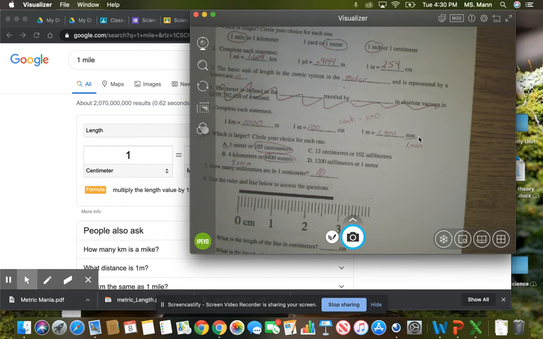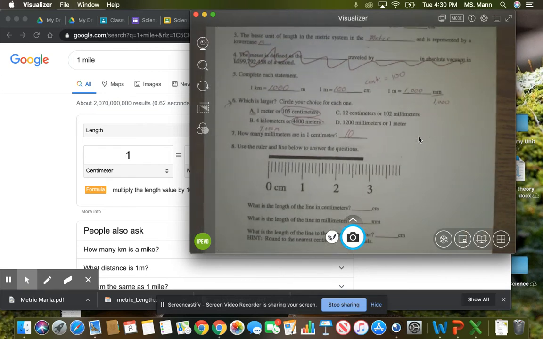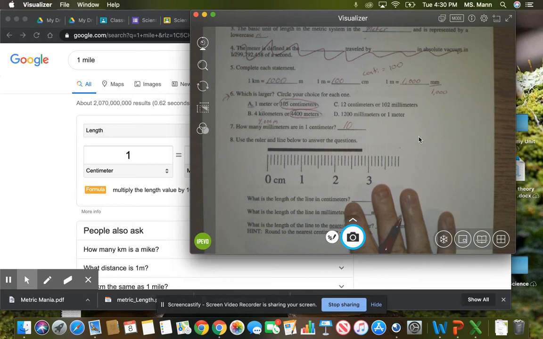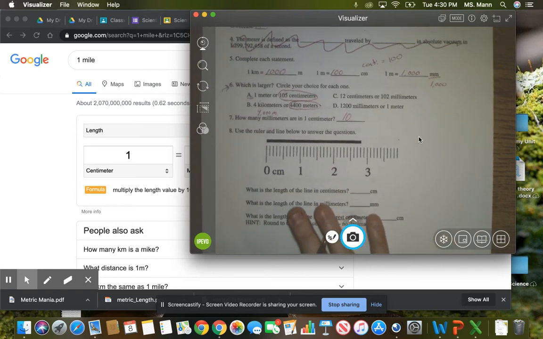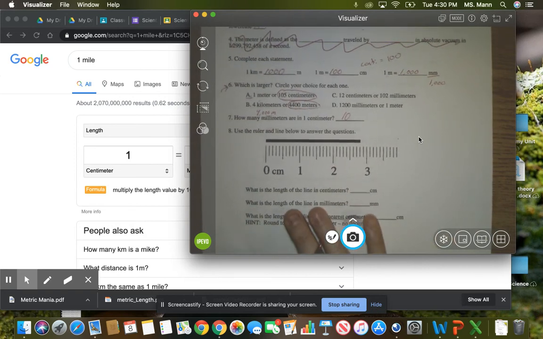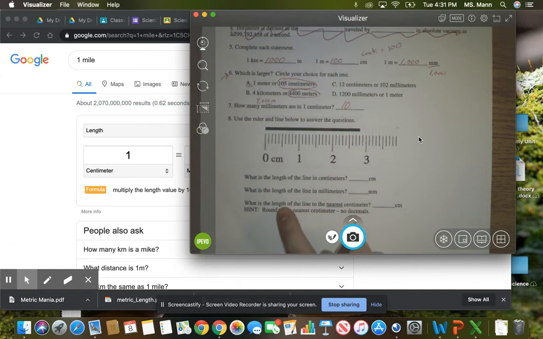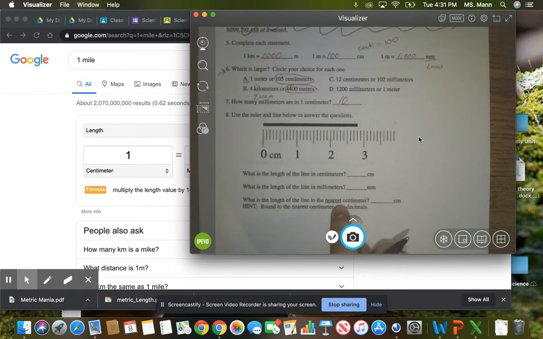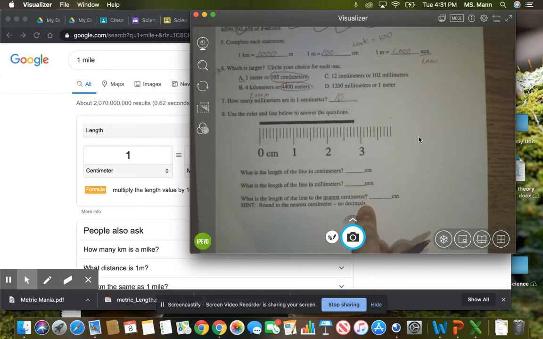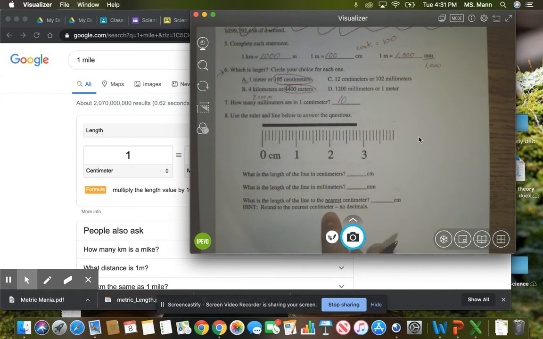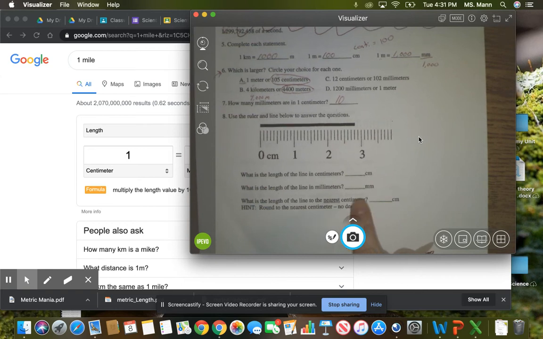All right, so this is the basics for these worksheets. I'm going to have you do 8 by yourself, and you're going to go ahead and measure it in centimeters. That is what it's already measuring. Then you're going to convert it to millimeters. We know how to do this. And then, what is the length of the line to the nearest centimeter? You are going to round to the nearest centimeter, no decimals, to the next whole number.